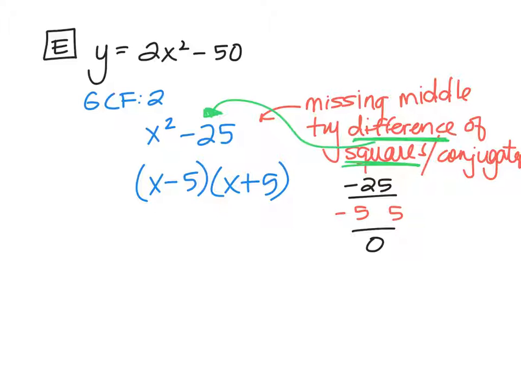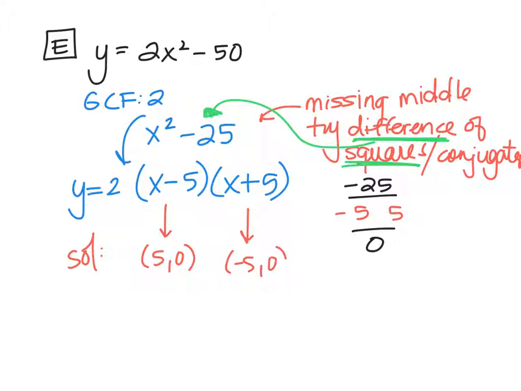So if we continue this like we have our other problems, we're going to bring the GCF of 2 down. So I'm going to have y equals 2, x minus 5, x plus 5. And then we're going to go ahead and name our solutions. And those are going to be +5, 0 and -5, 0. And again, these solutions are just going to be the spots, the x-intercepts, where our parabola is going to cross the x-axis. So make sure you have these examples. We are going to spend as much time as we can in class tomorrow really digging into these examples for your test.